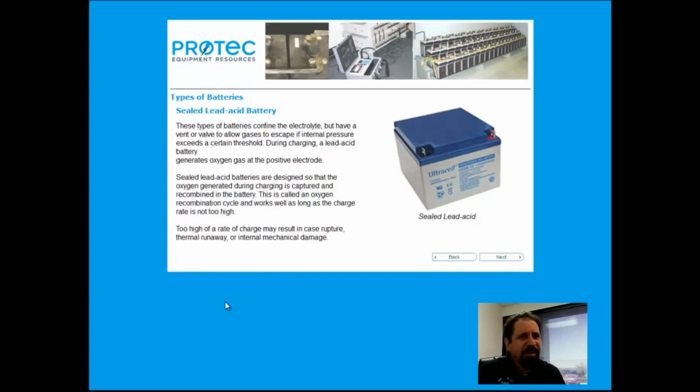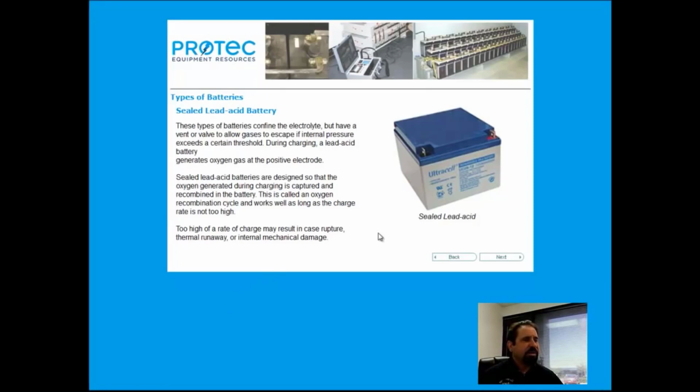Sealed lead-acid batteries confine the electrolyte but have a vent or valve to allow gases to escape if internal pressures exceed a certain threshold. During charging, a lead-acid battery generates oxygen gas at the positive electrode. Sealed lead-acid batteries are designed so that the oxygen generated during charging is captured and recombined in the battery. This is called an oxygen recombination cycle and works well as long as the charge rate is not too high. Too high a charge rate may result in a case rupture, thermal runaway, or internal mechanical damage.